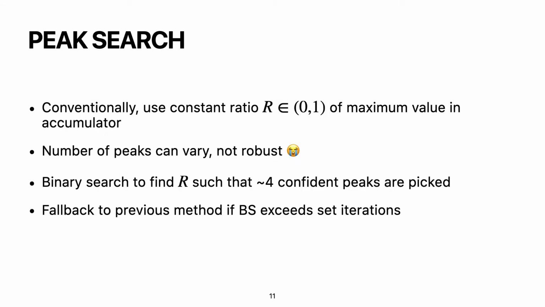Then, to find the peaks in the Hough space, traditionally, for points on the accumulator, they use a constant ratio R. But if you use a constant ratio, then the number of peaks that come out can vary, and it's not very robust. So I devised a binary search algorithm to find an optimal ratio R, such that 4 confident peaks can be picked. And if this fails, then we fall back to the previous method.